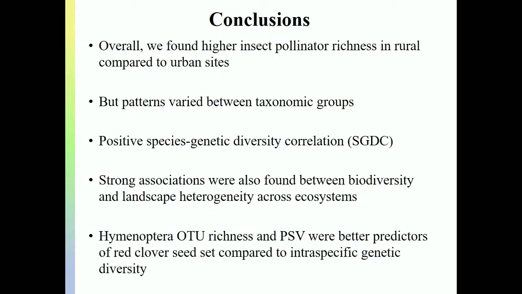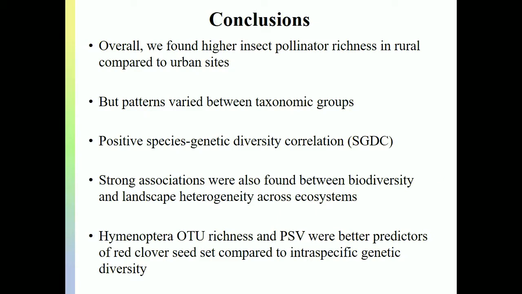So, to conclude, overall, we found higher insect pollinator richness in rural compared to urban sites. Patterns varied between taxonomic groups. So we found higher Hymenopteran and consequently also higher bee richness in urban versus rural areas, probably due to the availability of floral resources and potential nesting resources in urban areas for that order.